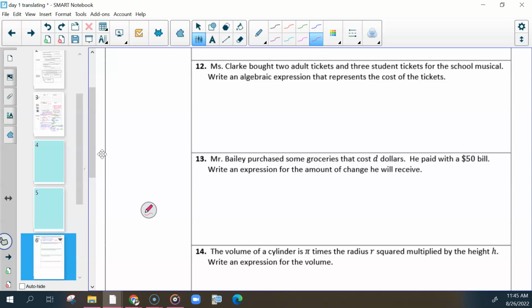So in this case, they gave us a variable. We don't have to define it. I mean, we can still define it, but they tell us these dollars. And we can say it's the amount of change he'll receive also, because we don't know either.